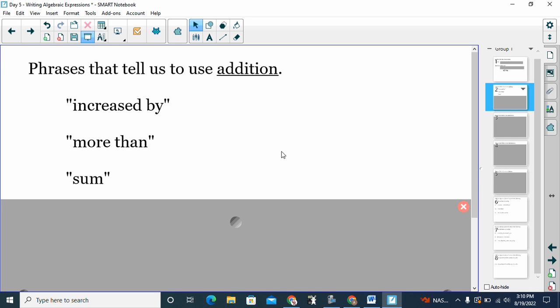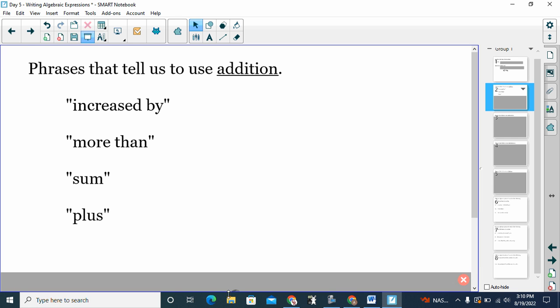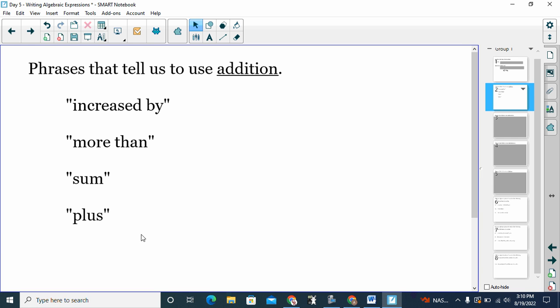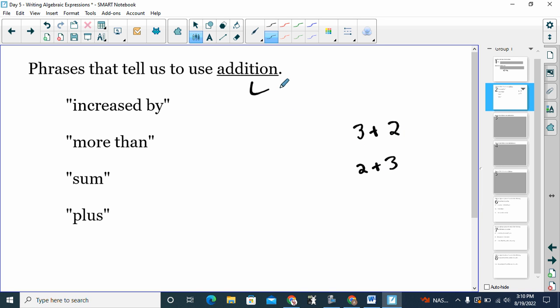Sum, the phrase sum means that we are adding things up. Obviously plus, that's a pretty obvious one. There's certainly more, but these are the most common ones you will see. Also, when we add things, 3 plus 2 gives me 5, and 2 plus 3 also gives me 5. So the order that I put them in, if I'm adding, doesn't matter. It can be written in either order.